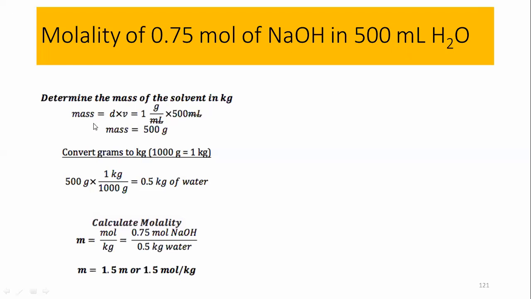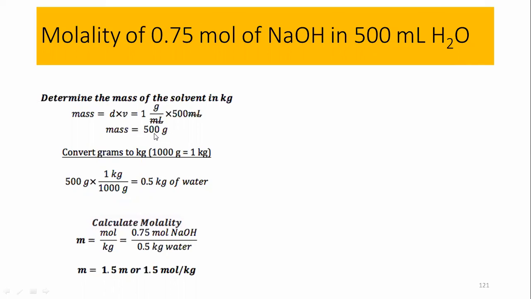So let's suppose you have any other solvent, then the density would be different. So just multiply the density with the volume. You can directly convert the volume into the mass. And in the case of water, the mass should be the same as the volume given, because the density of water is 1. Now, the mass is given.